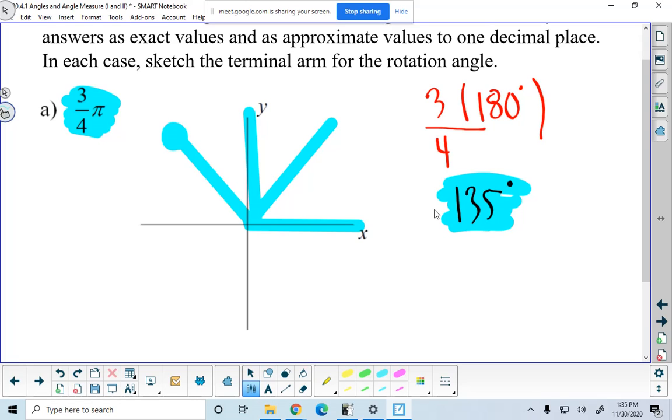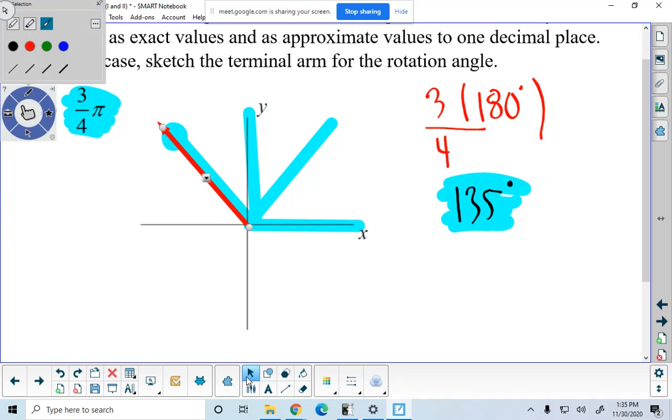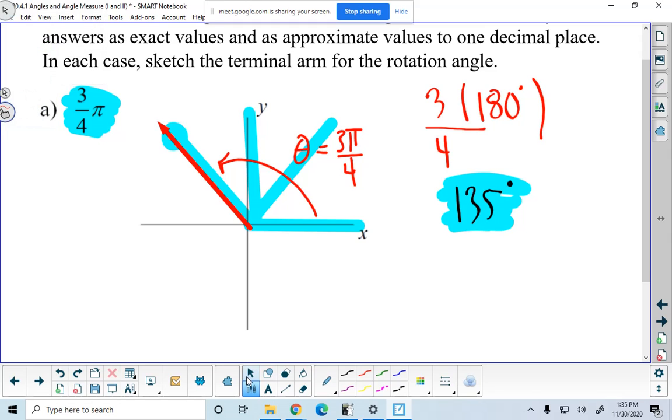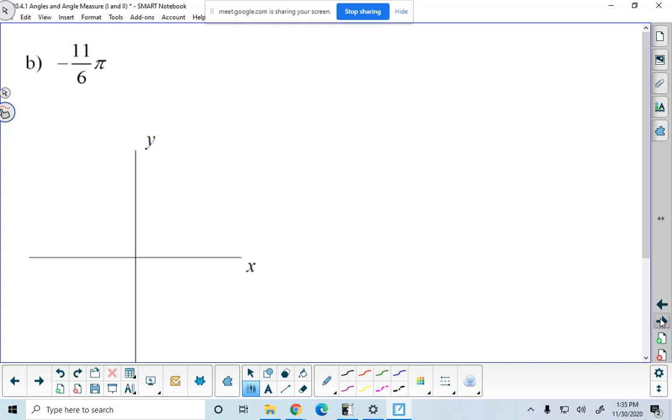But anyway, the rotation angle is this. And we can write it in. Theta equals 3 pi over 4. Let's try another one. Or 135. I don't care which number you actually put down. Negative 11 pi over 6. Well, again, I'm so used to just showing you with my arms, but I guess I have to draw this.